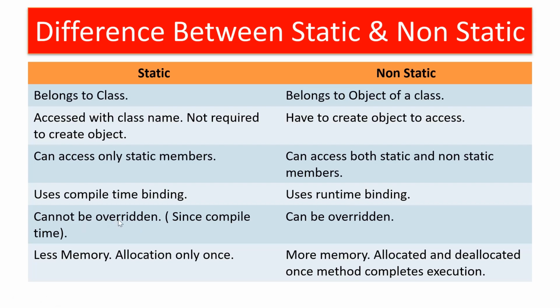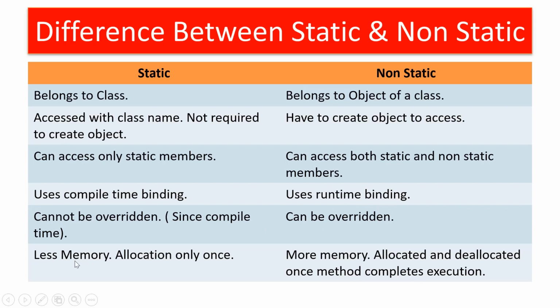Fifth point, a static method cannot be overridden. Since a static member is compile time binding, and method overriding can happen only during runtime, both cannot happen at the same time. But a non-static member can be overridden, right?